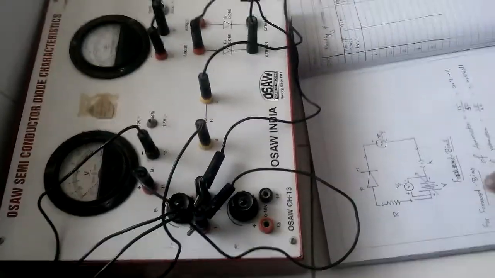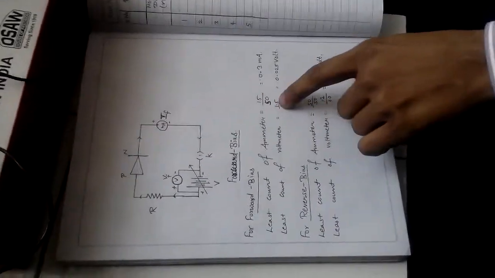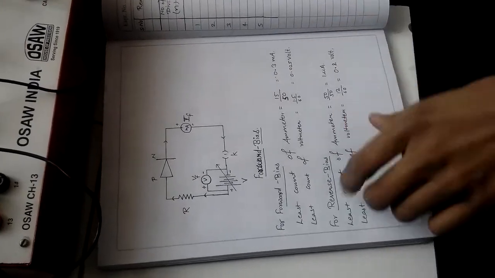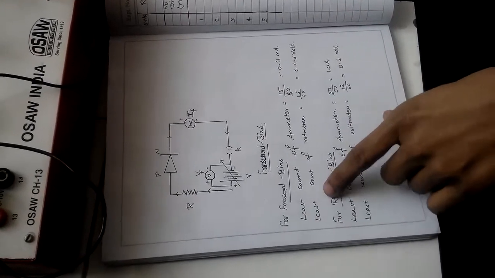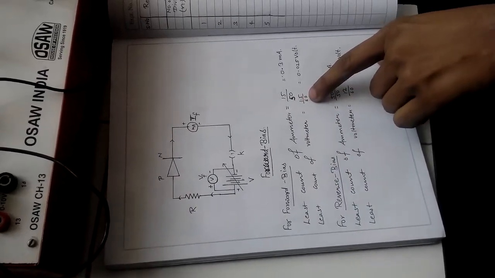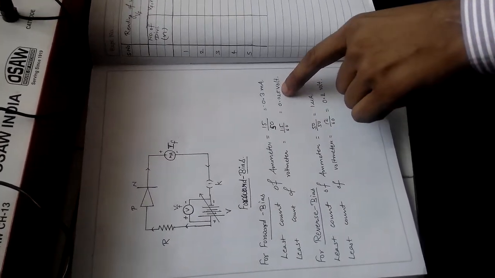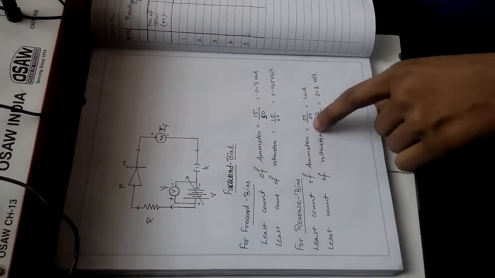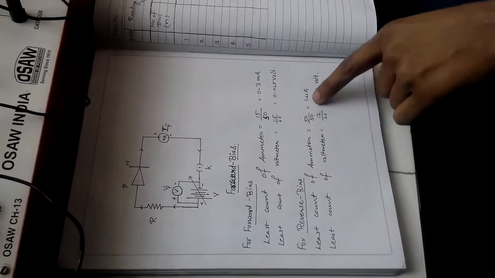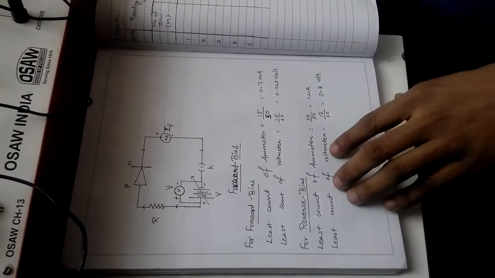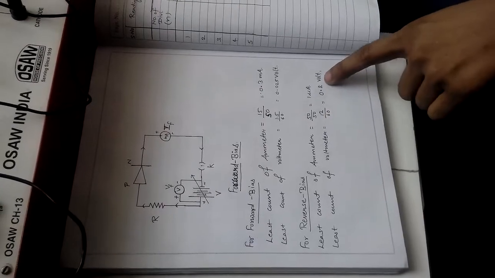Now, for forward biasing, the least count of the ammeter is 15 divisions upon the total divisions, that is 0.3 milliampere. And for forward biasing, the least count of the voltmeter is 1.5 upon 60, that is 0.025 volt. For reverse biasing, the least count of the ammeter equals 50 upon 50 equals 1 microampere. And for reverse biasing, the least count of the voltmeter is 12 upon 60, that is 0.2 volt.